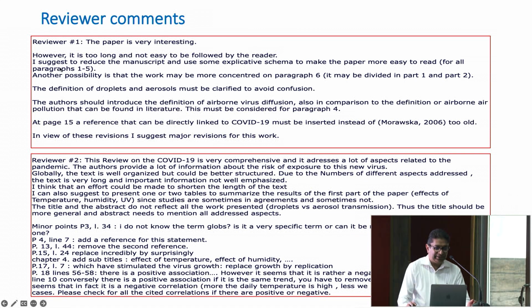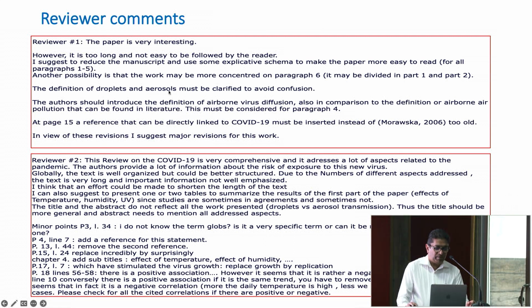And it says, I suggest to reduce the manuscript and use some explicative schema to make the paper easier to read for all paragraphs 1 to 5. Instead of writing everything, why not put it into a small diagram, right? A scheme. And then another possibility is that the work may be more concentrated on paragraph 6.